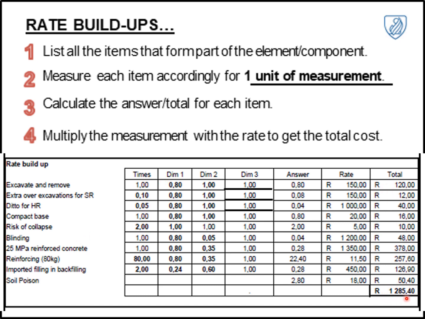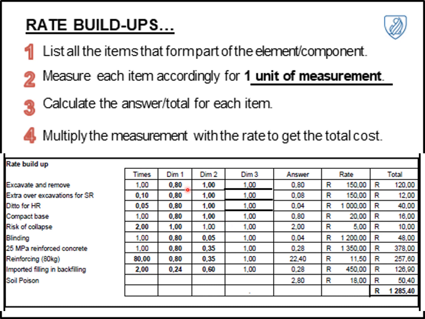So here you will see the 1,285 Rand as the rate that you used in the previous slide. So calculate the answer in total, okay, and then multiply the measurement with the rate to get the total cost. Okay, so the main thing is what you need to look at. You've got your timesing. We'll get into that just now.